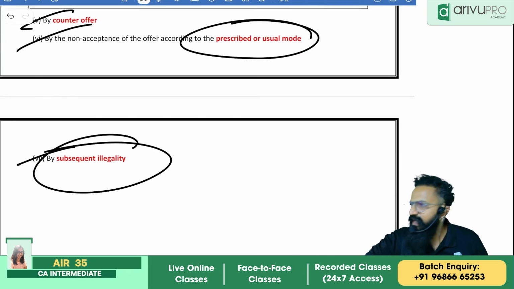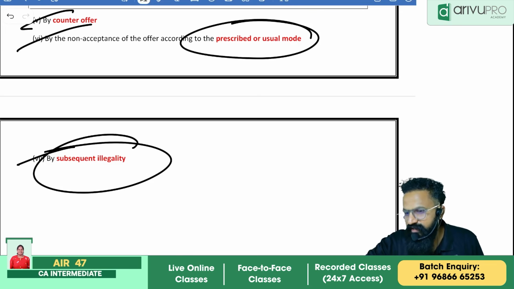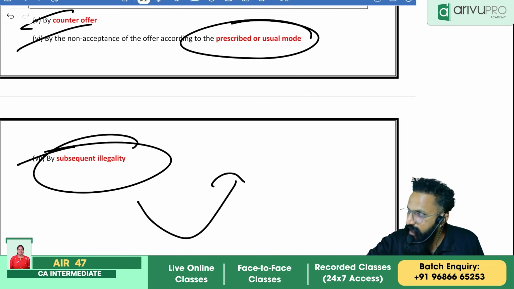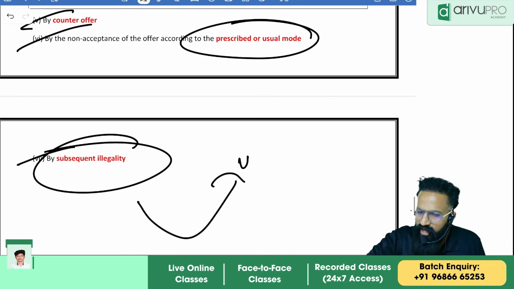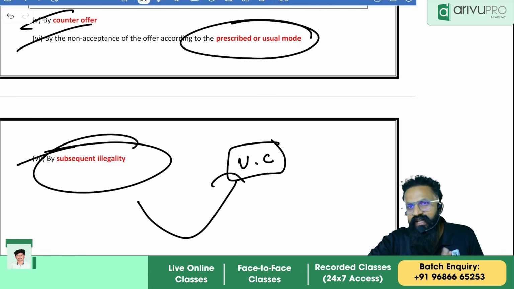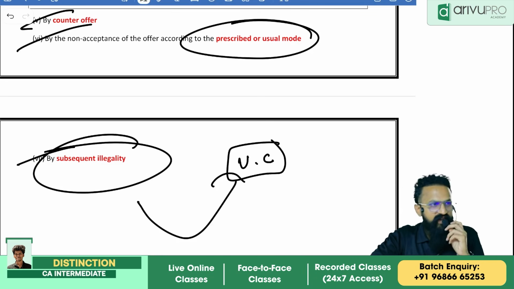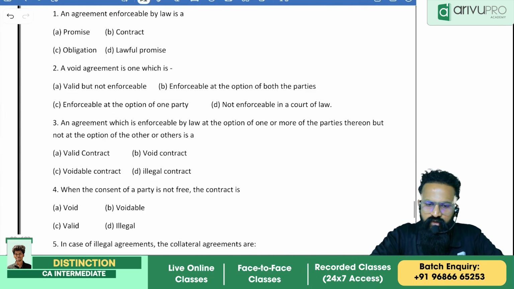By subsequent illegality. What is subsequent illegality called? What type of contract is it? Void contract. When you enter it as legal, and subsequently it becomes illegal, you consider it a void contract. Done? Yes, that is your unit 1.